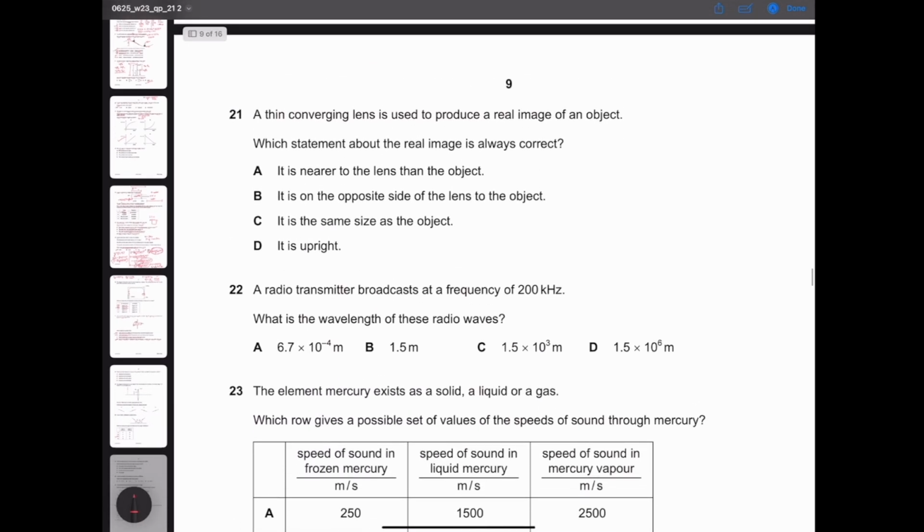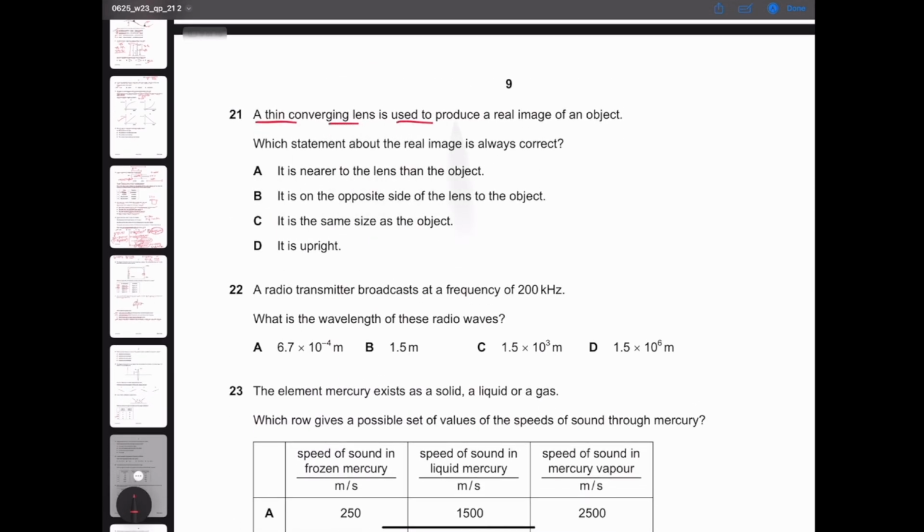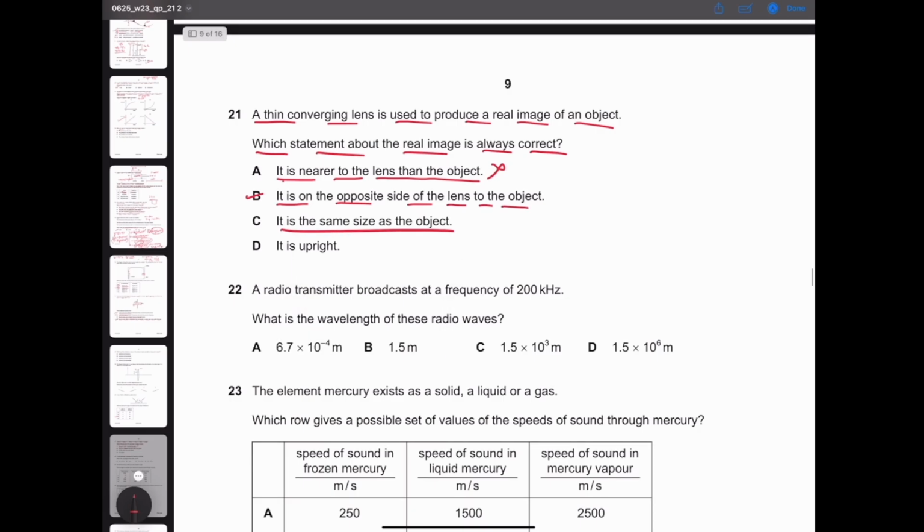Question number 21. A thin converging lens is used to produce a real image of an object. Which statement about the real image is always correct? It is nearer to the lens than the object. No. It is on the opposite side of the lens from the object. This is correct. It is the same size. Not necessary. It is upright. No, virtual is upright, but this is a real image. So the answer should be B.